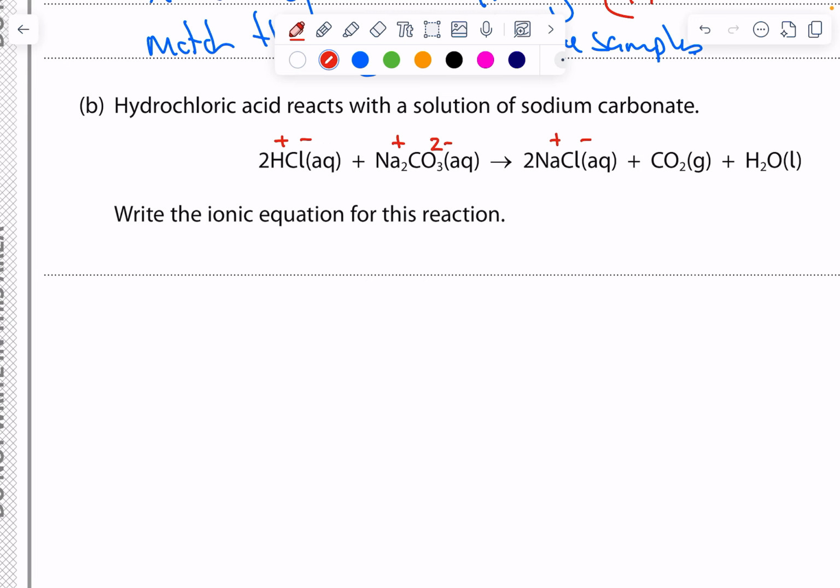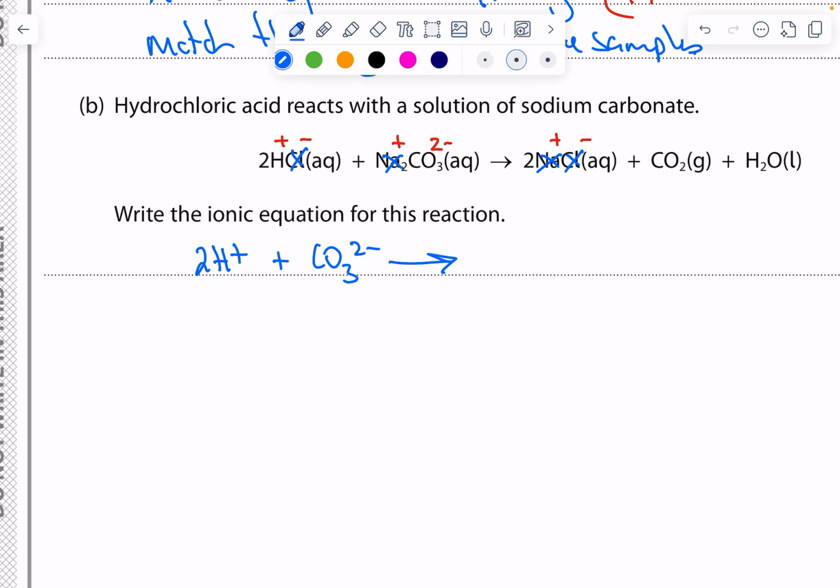Okay, so to get the marks in this question, all we've got to do is remove spectator ions. They're ions that are the same on both sides of the equation. So for example, I've got Cl- and Cl-. I've got Na+ and Na+. So what am I left with? I'm left with here two H+, a CO3 2-.